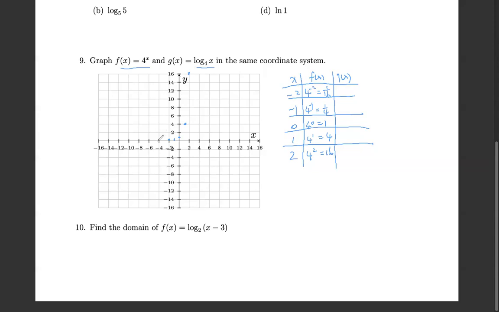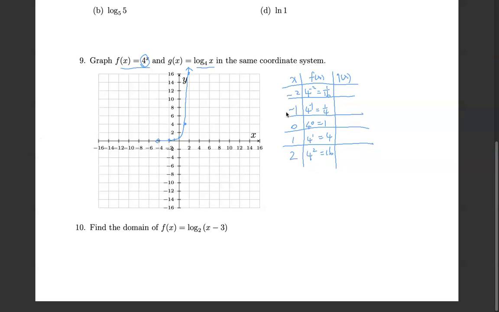You see this exponential function increases very fast, very sharp, because the base is 4. Every time it multiplies by 4. 1/4 is 4 times 1 over 16. 1 is 4 times 1/4. 4 is 1 times 4. 16 is 4 times 4. And the left-hand side keeps going, approaching 0, approaching the x-axis.